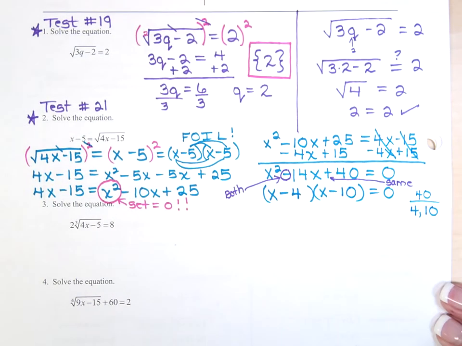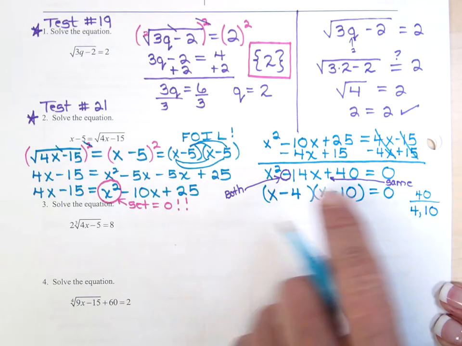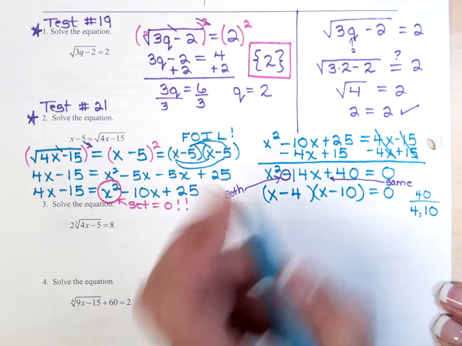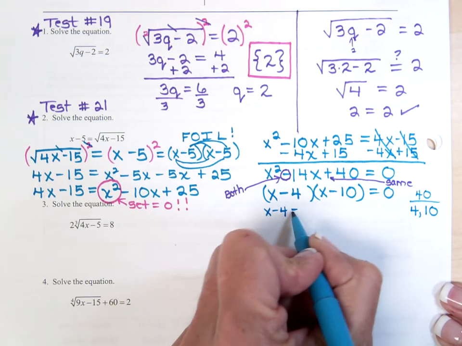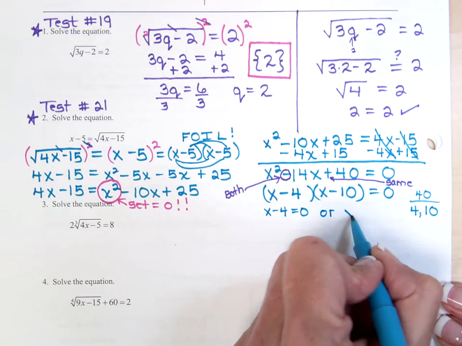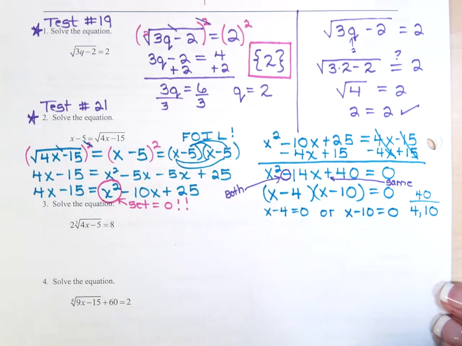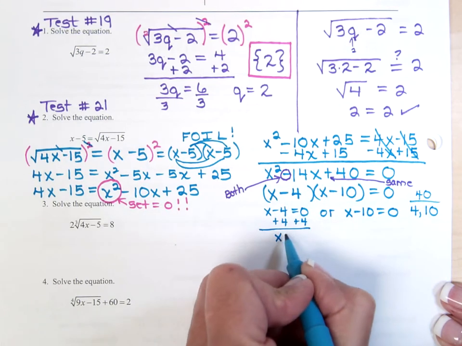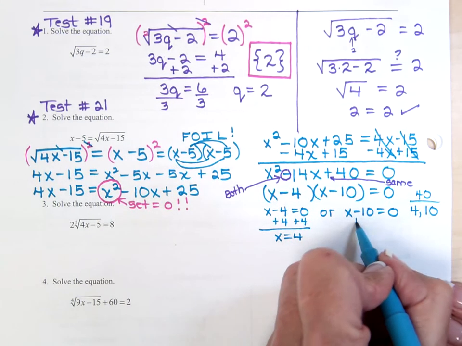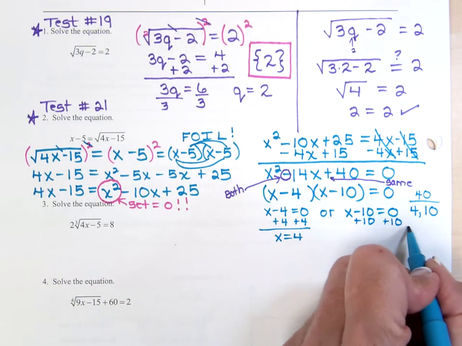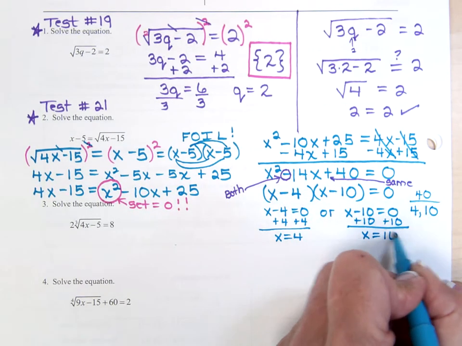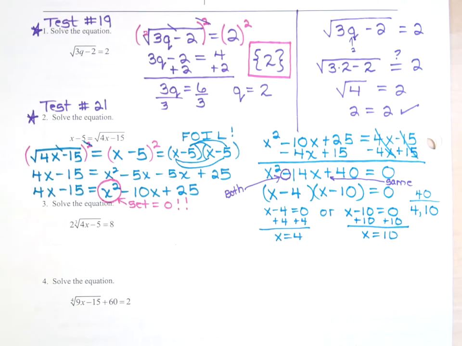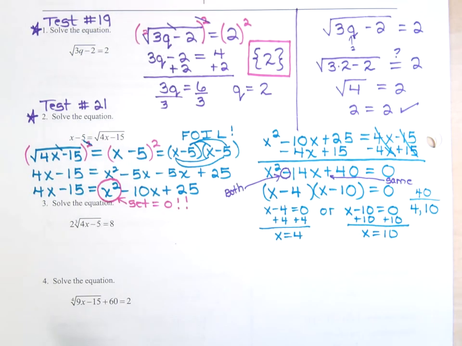And then just like we did in chapter 4, if A times B equals 0, either A is 0 or B is 0. Solve both and you get 2 potential solutions, x equals 4 or x equals 10. Now we're ready to check. It is an even index, so we do have to check.